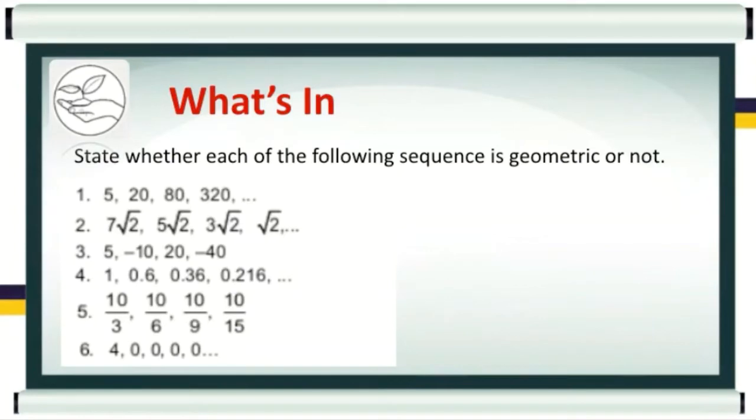How about Annalyn Dinoy? Are you there? Yes, sir. Can you identify or state number 1? Is it a geometric sequence or not? Yes, it is. Can you identify what is the common ratio? Four. Very good.